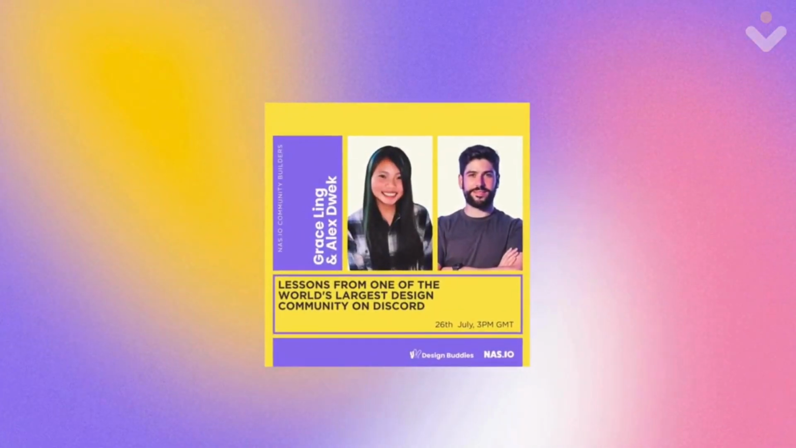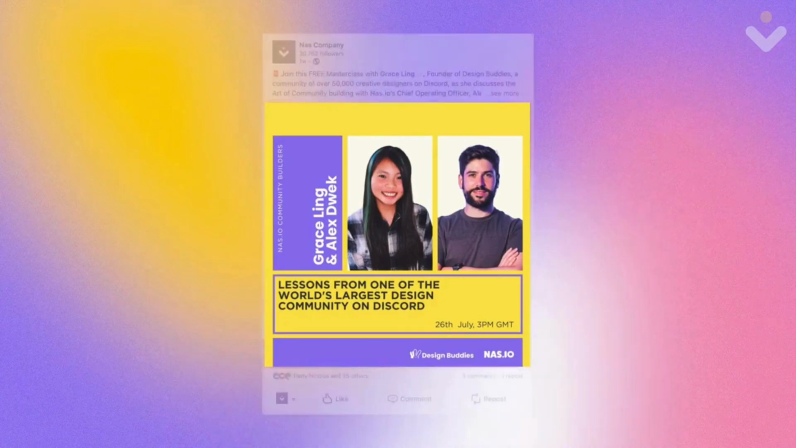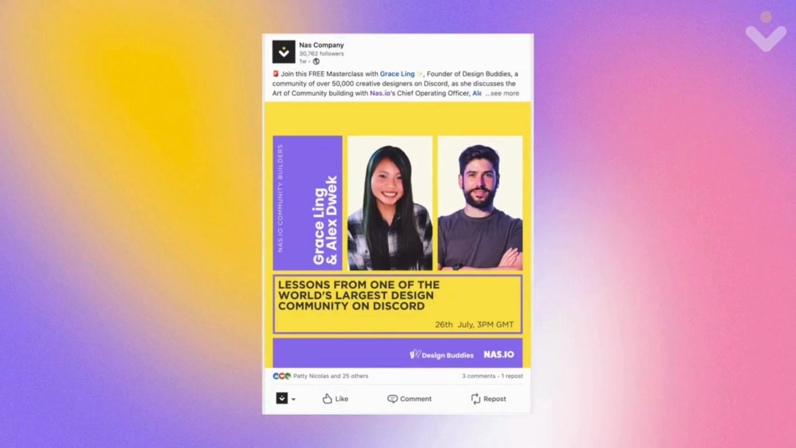For example, a free workshop. Learn about this topic in this free workshop. You can share the link on social media and people can then sign up to join the workshop and then to be part of the wider free community.